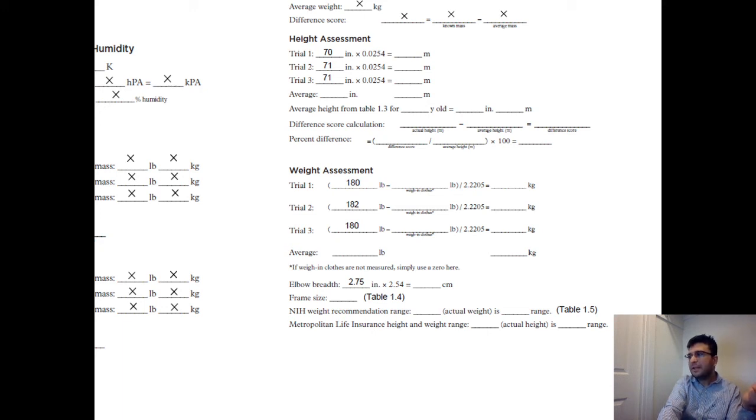These are for males and females. Again, you have to take your height into consideration at the beginning, and then depending upon your height, you will get a height range in meters or inches, whatever, and then you'll have a range again. So in this column, whether it's the NIH or the Metropolitan, you have to write the range, and this one is your expected weight or height depending upon your individual height.